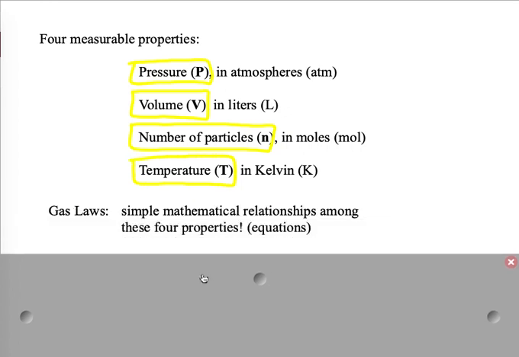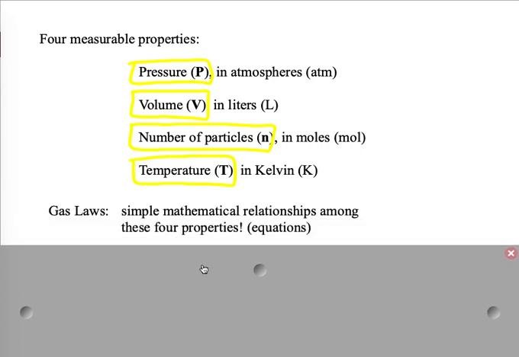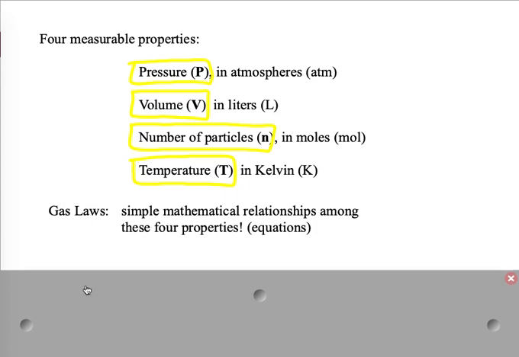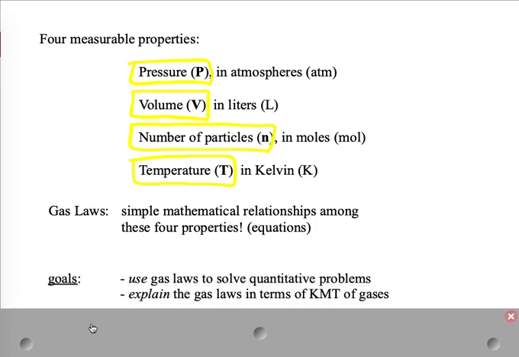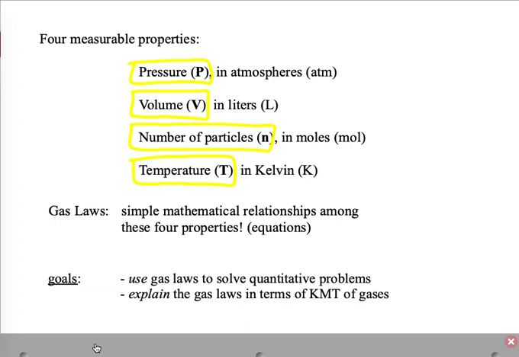So the question is, how are these properties related to each other? The answer to the question is the gas laws. The gas laws are simple mathematical relationships, that is, equations, among these four properties. So, what we are going to do is the following. Use the gas laws to solve quantitative problems that relate these variables to each other, and explain the gas laws in terms of the kinetic molecular theory, which we talked about earlier in this unit.